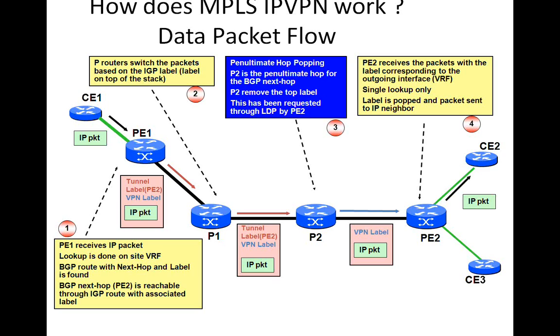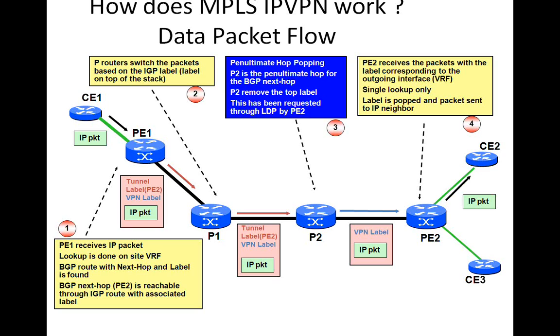If you're familiar with the MPLS concepts, there is something called penultimate hop popping, which can remove the tunnel label if it is just one, if the egress is just one hop away. So that can possibly be configured, or it need not be configured. So this is up to the service provider.